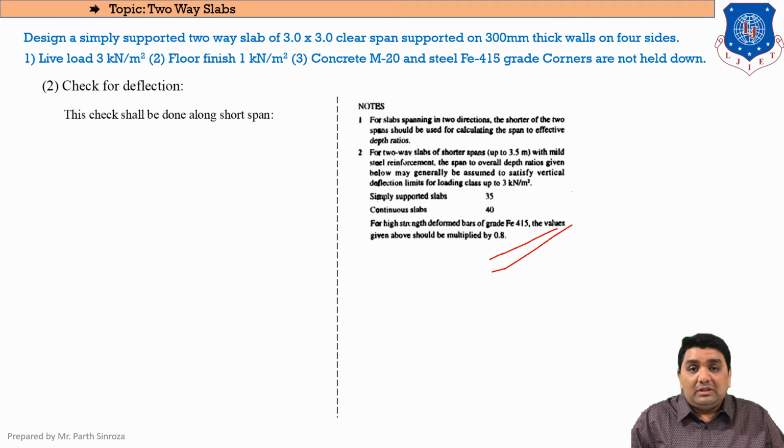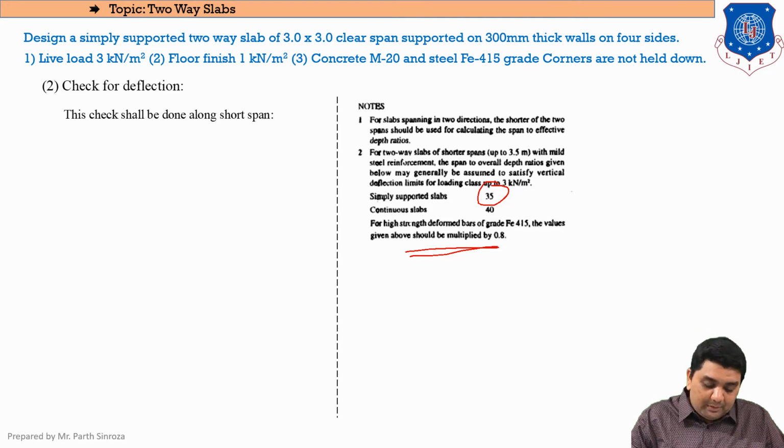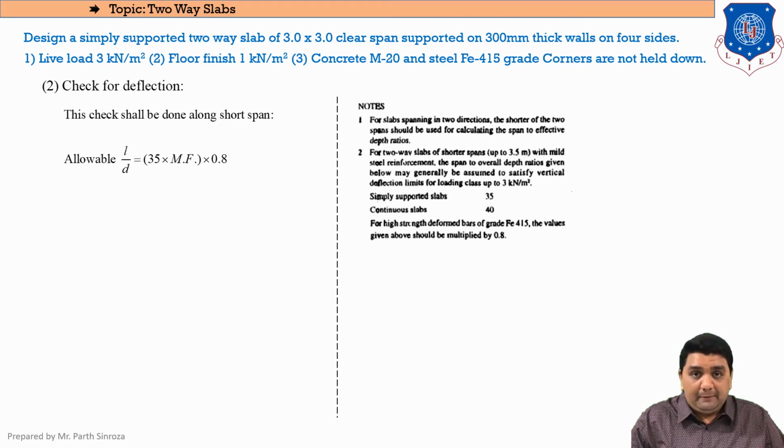In our sum, both the conditions are satisfied, so we will be using this ratio from page number 39 of your IS code. As you can see, for simply supported slab, the ratio was 35 into mf. But again, keep in mind the last statement is very important. For HYSD or Fe 415 bars, the ratio will be multiplied by 0.8. So our equation comes out to be allowable L by D equal to 35 into mf into 0.8. Clear? Now in this allowable L by D, you can either substitute capital D or small d, as we have discussed previously.